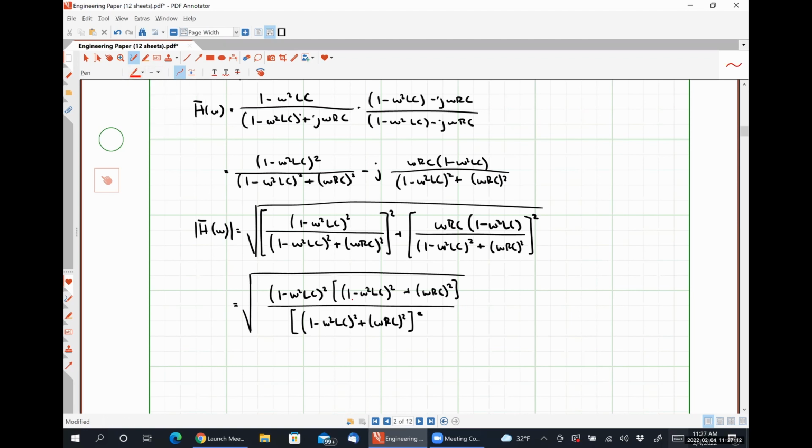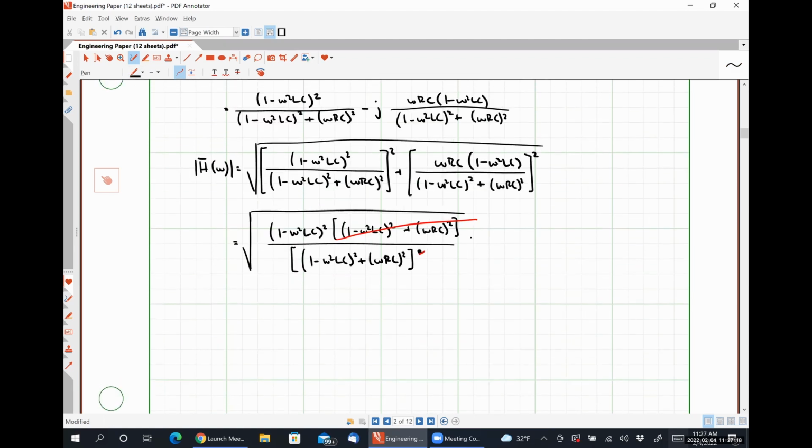And this guy cancels one of our powers here, giving us 1 minus omega squared LC divided by the square root of 1 minus omega squared LC squared plus omega RC squared. So our magnitude response evaluated at omega equal to 0 gives us what?